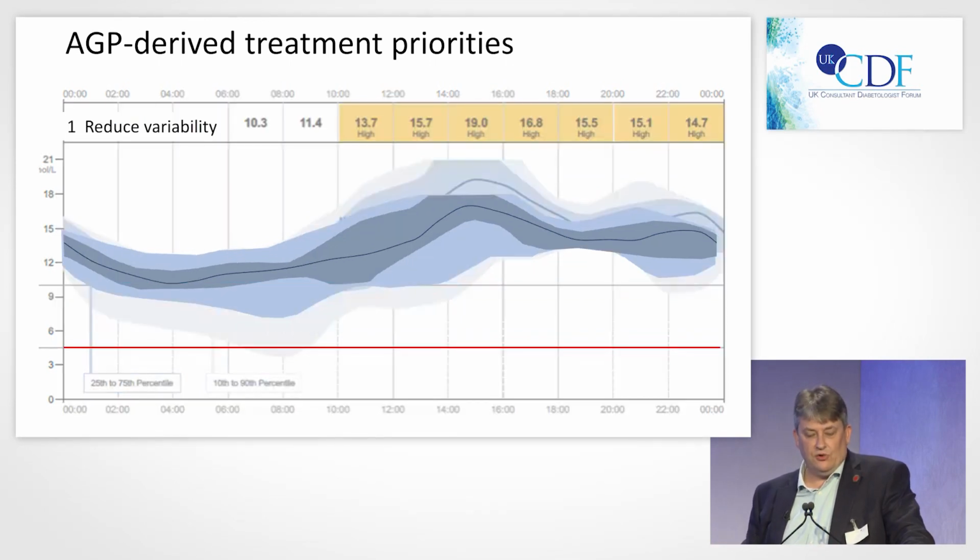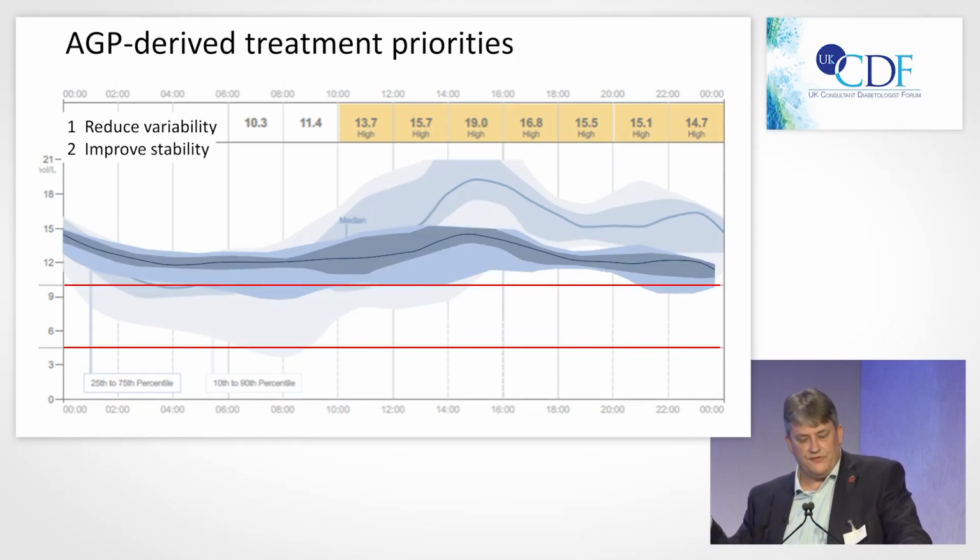We need to, first of all, make it narrower, reduce the variability. In this case, the majority of the variability is 10 to 90. There's a behavioral thing going on that we need to look at and determine what it is that's giving that variability. Even when it's narrowed, however, it still won't fit because we need to flatten it out. We need to improve the stability.